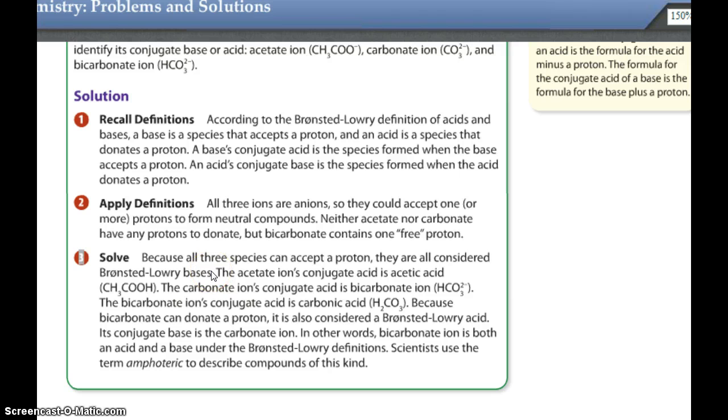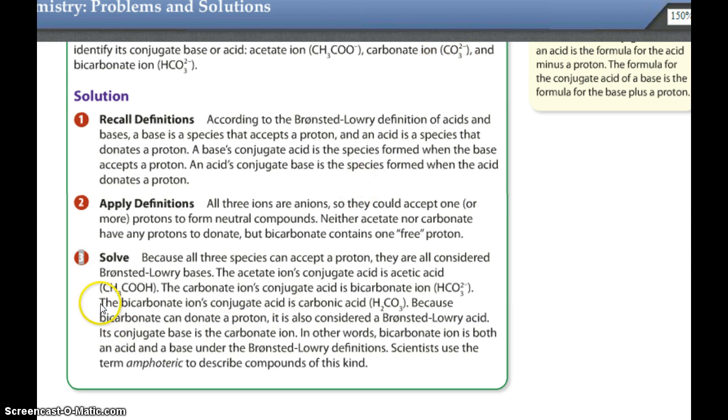The acetate ion's conjugate acid is acetic acid. Basically what they're saying is, what would this become if you added one hydrogen to it? Well, you'd get rid of the negative sign because you're adding a positive proton, and you just throw an H at the end. That's it. The carbonate's conjugate acid is a bicarbonate ion. So again, we added an H to it.